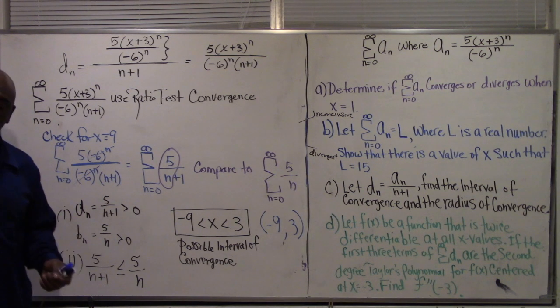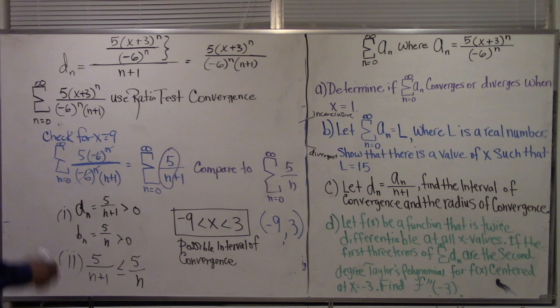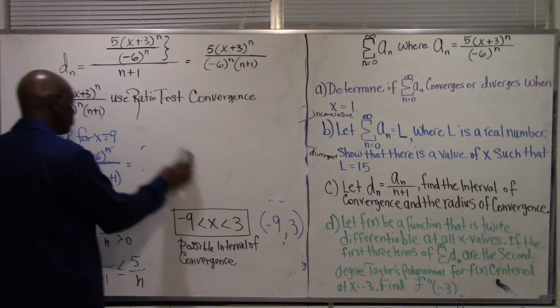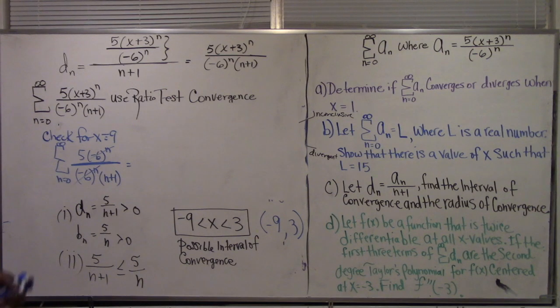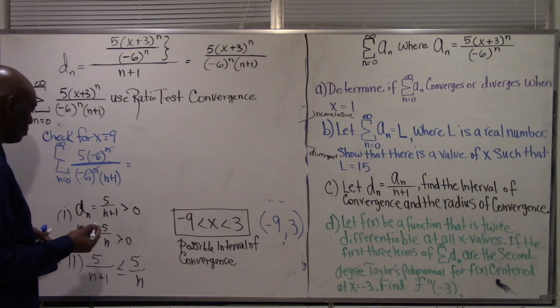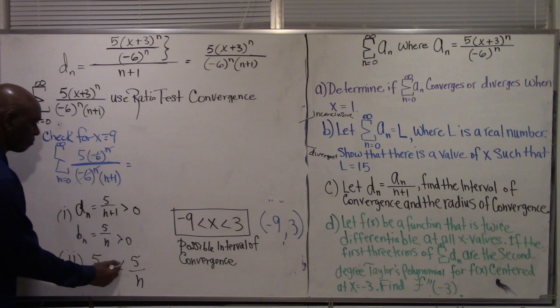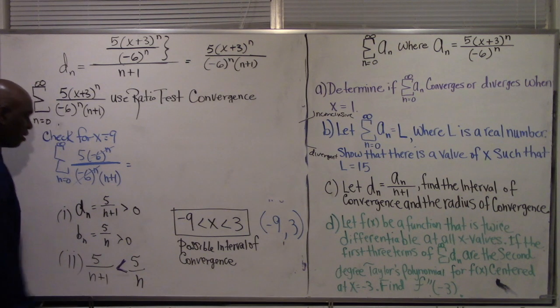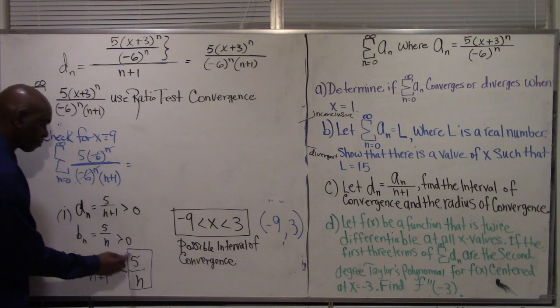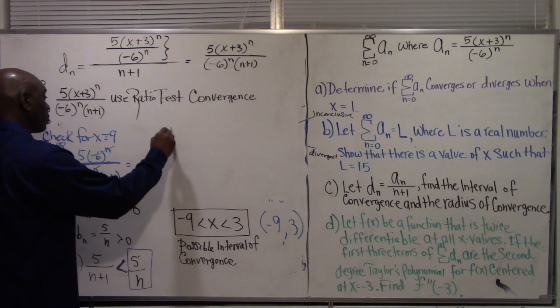But here's how the direct comparison test fails. This is why I don't too much care for the direct comparison test. If I compare these two, it's strictly less than. It's not equal, it's strictly less than. If I compare these two, what do I know about this right here? 5 over n. What do you know about that sequence?